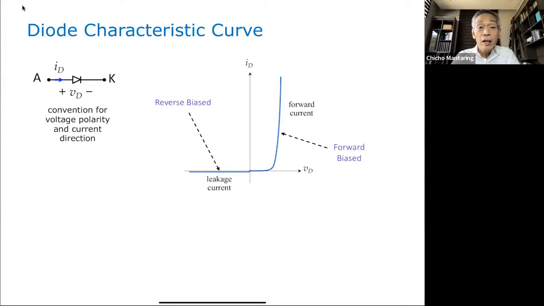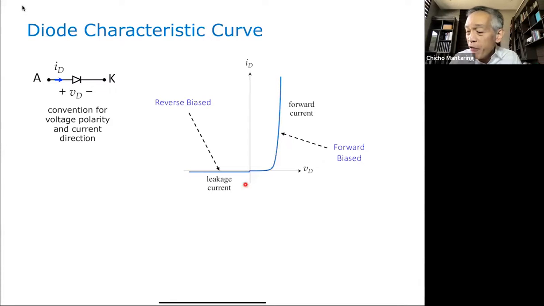Now, the reverse bias region is when the voltage across your diode is negative. So this is our origin. So for all points left of origin, your voltage is negative. That is what you call the reverse biased region. In which case, your anode is negative with respect to your cathode. And in this region, you practically have zero current.